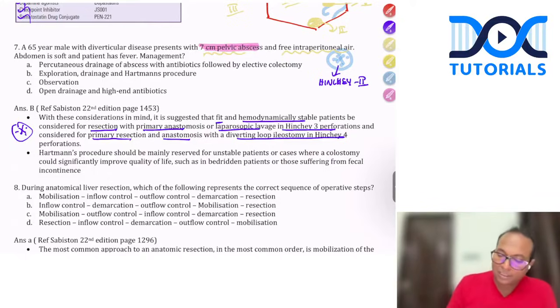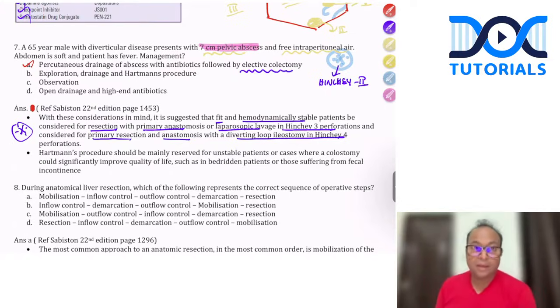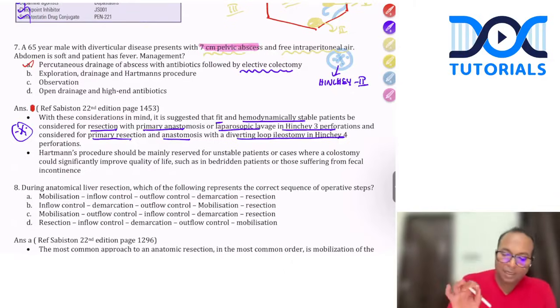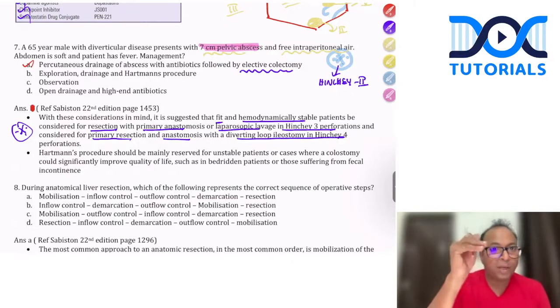You have to identify, because for Hinchey 1 and 2 we go for percutaneous drainage of the abscess and antibiotics, followed by elective colectomy, which we may or may not do. Sometimes there is an update; we can even follow up the patient. Conservatively managed patients can sometimes be kept on follow-up also. But the answer here: if it is Hinchey 1 and 2, you can go for percutaneous drainage. Hinchey 3, you should go for laparoscopic lavage. Hinchey 4, you should go for resection and anastomosis with loop ileostomy.